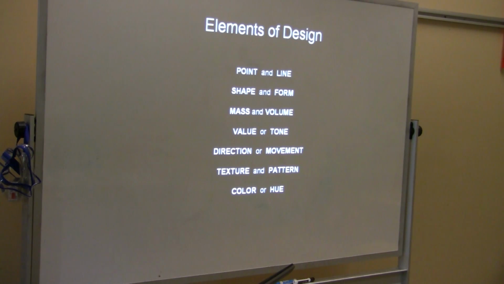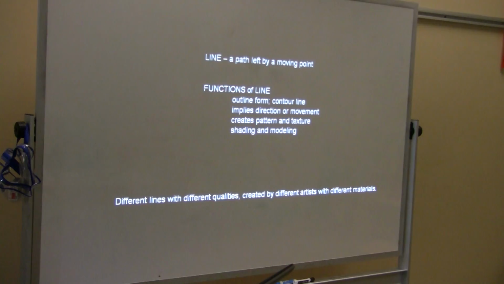To get into the mechanics of how you use the elements of design to make art, this is what I'm going to be talking about and giving examples of all these different parts. Point and line, shape and form, mass and volume, value or tone, direction or movement, texture and pattern, and color or hue. Start out with line. The function of line is to outline a form. Contour line implies a direction of movement, sometimes creates pattern and texture, shading and modeling. And I'm going to show you some examples.